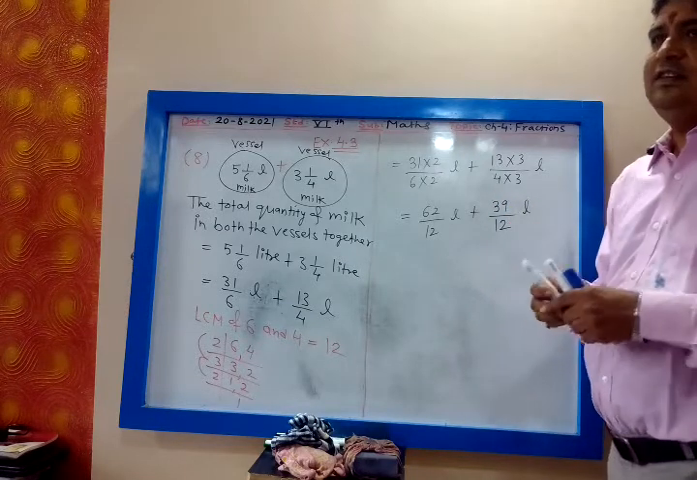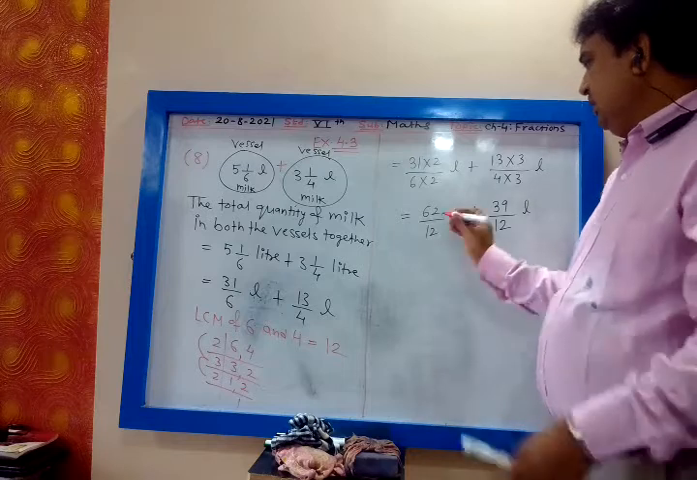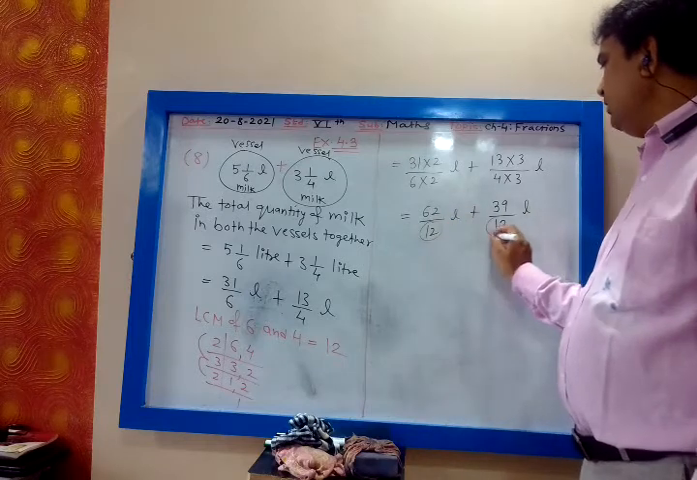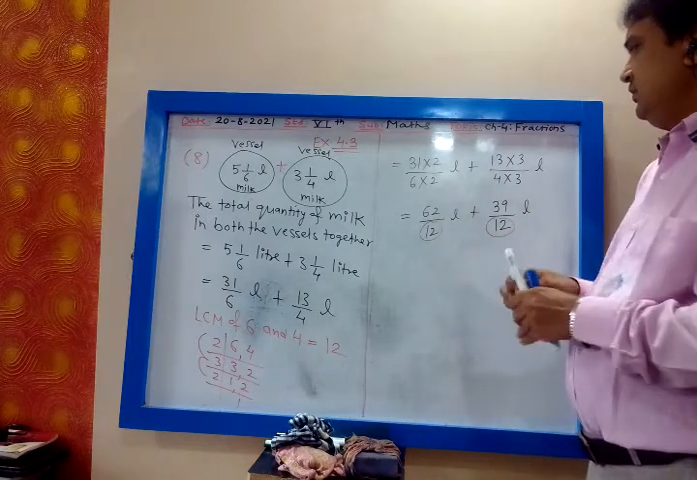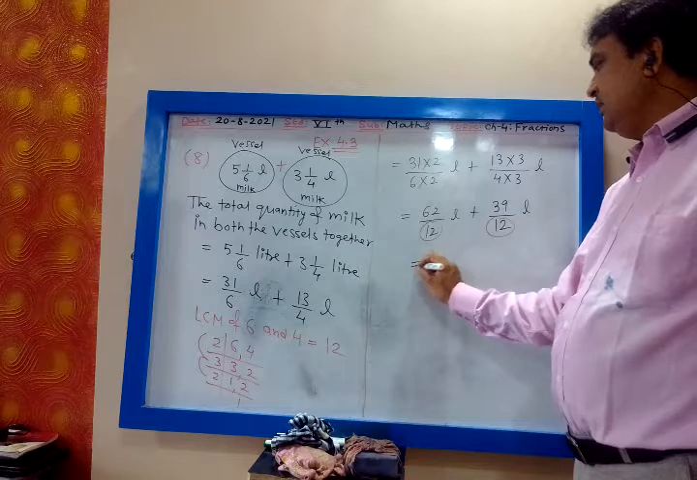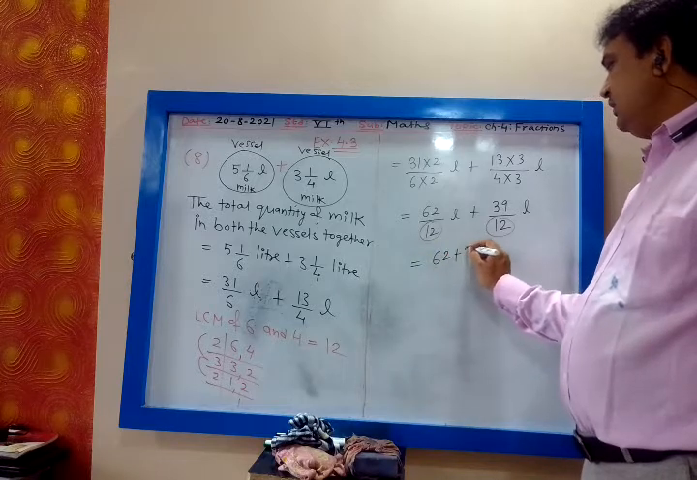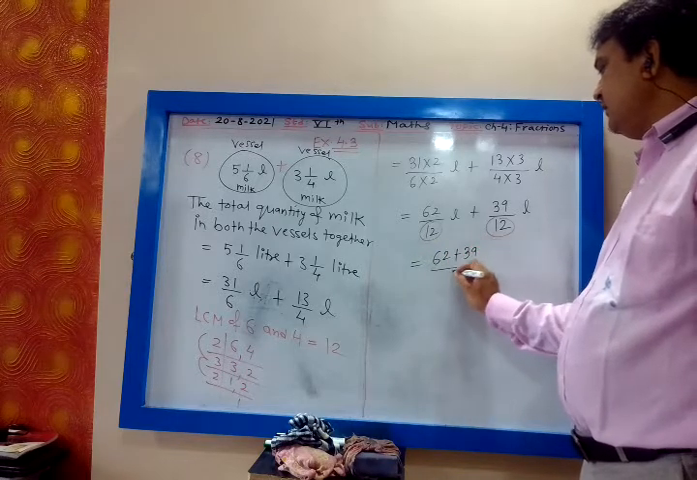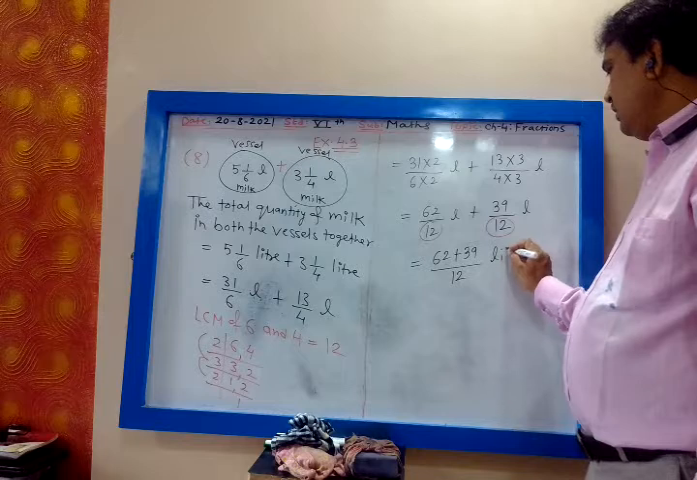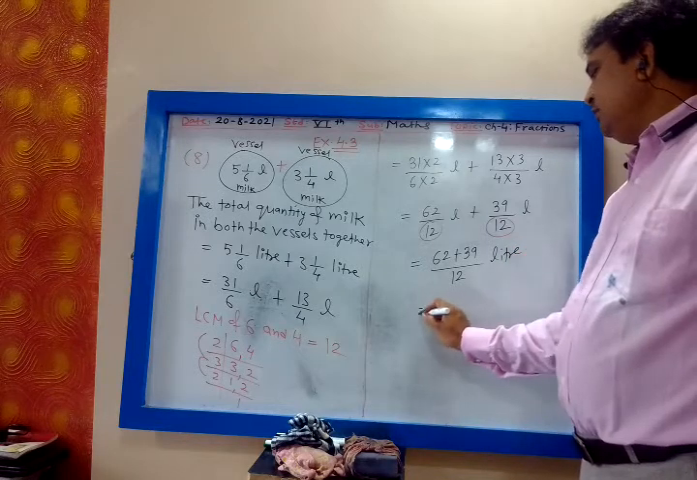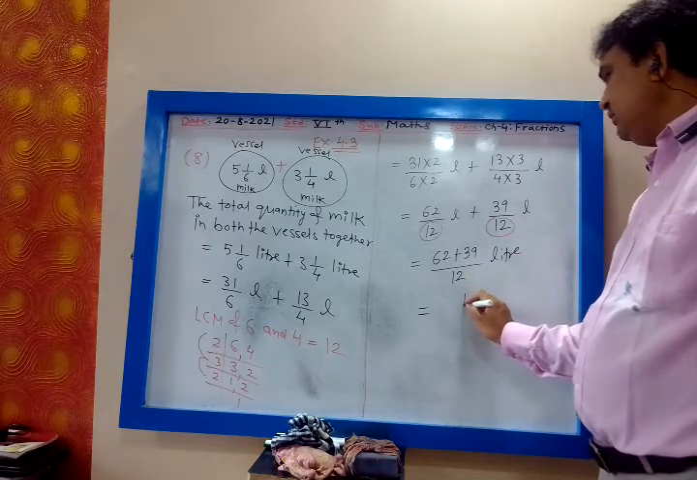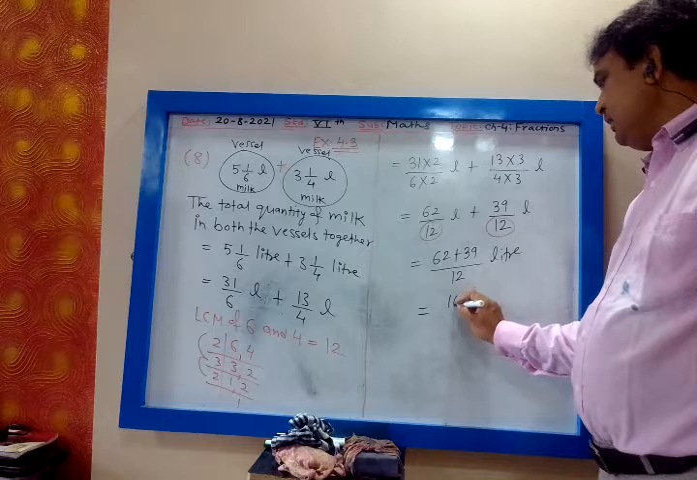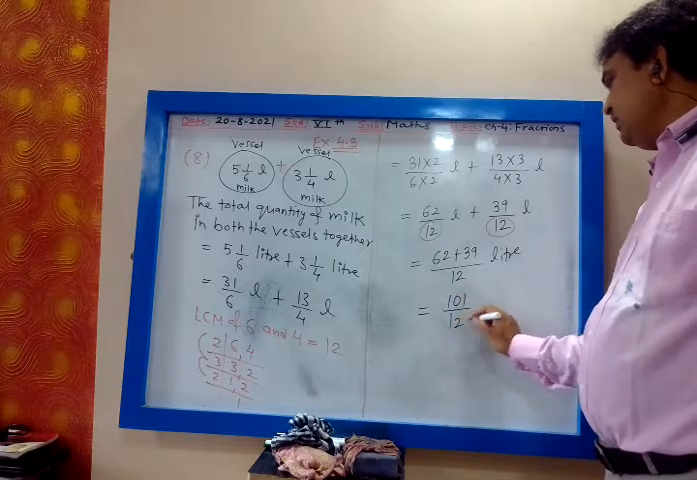Now the denominators are the same, no? You can add the numerators. So that is 62 plus 39 upon 12 liter. 62 plus 39 is 101. 101 upon 12 liter.